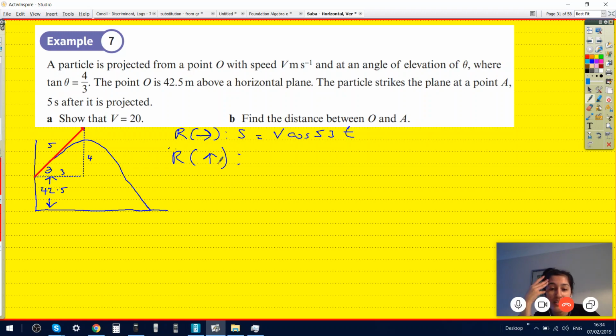Okay, so resolving vertically, u is v sine 53. V is 0, a equals minus 9.8, and t we don't know. Oh, 5? No, 2.5, t will be 2.5. Will it? It's not necessarily. That's not symmetrical, is it? You make y equal to 0 and figure it out that way. How do you work out the maximum height?